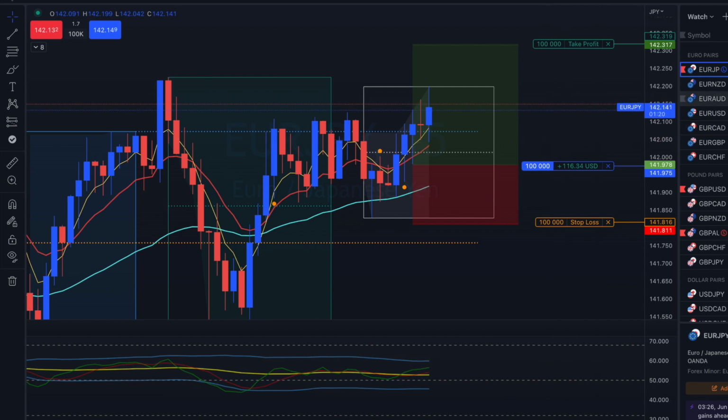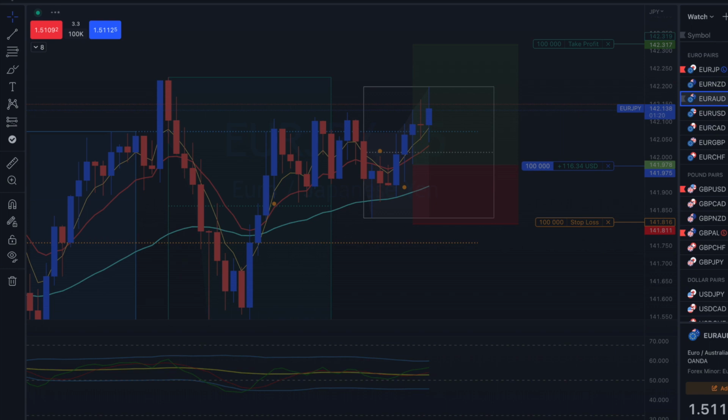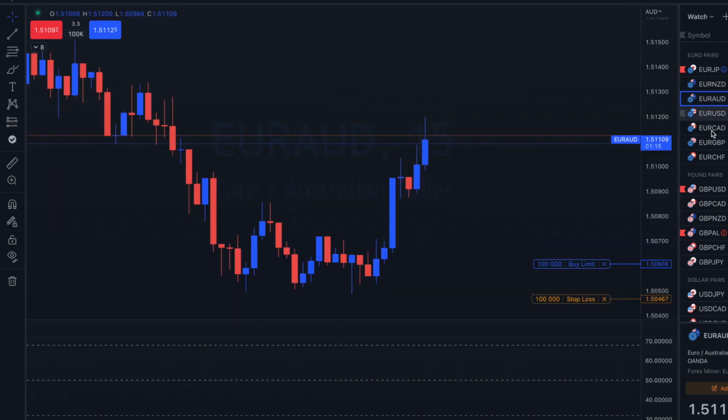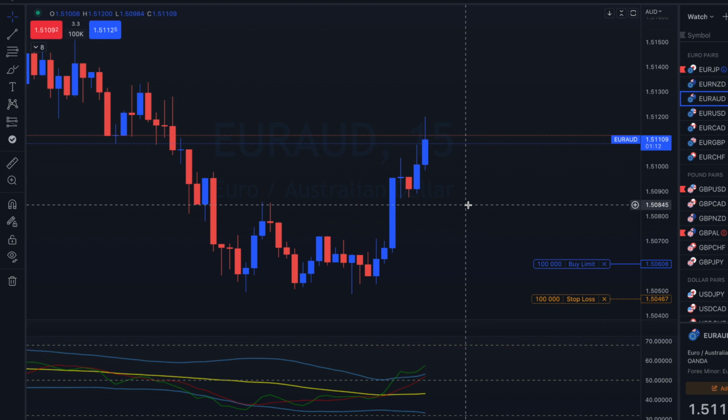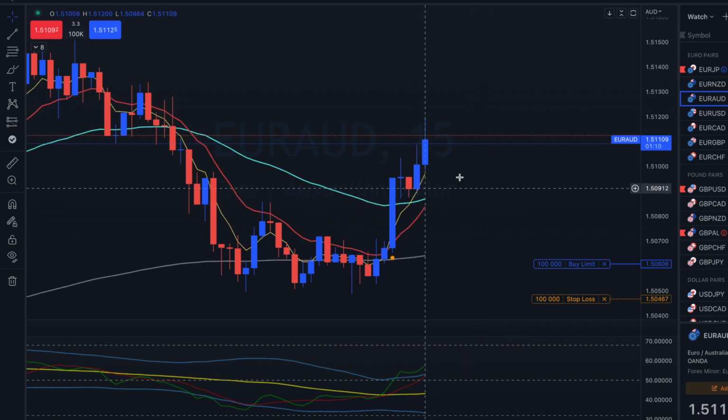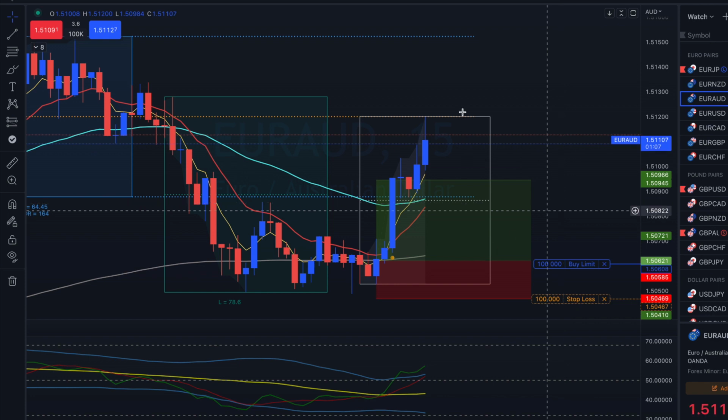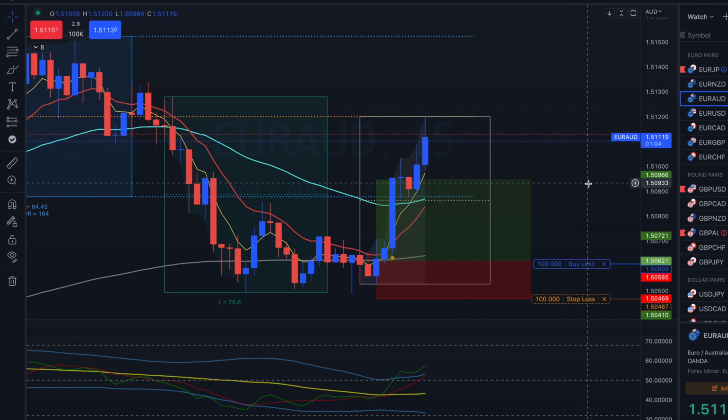Real quick on Euro AUD, you could see that would have been a really good trade. It blew through our take profit and more. So that was a really, really good trade that we missed. But again, if you're a trader that decides to use buy limit orders, this is an example of where you could miss out on a trade. So you have to be okay with that if you're going to use buy limit orders.